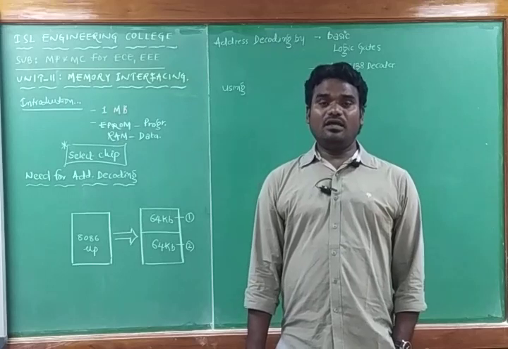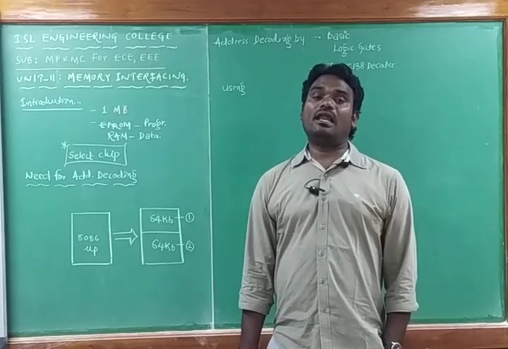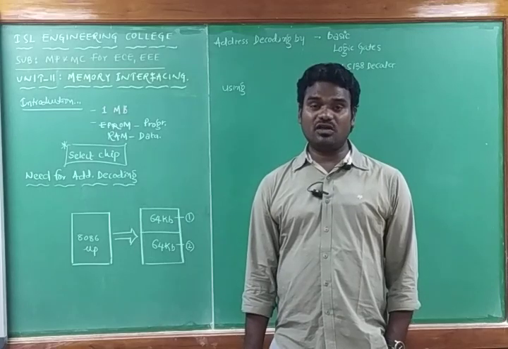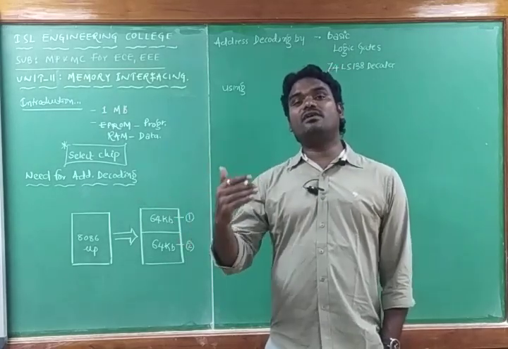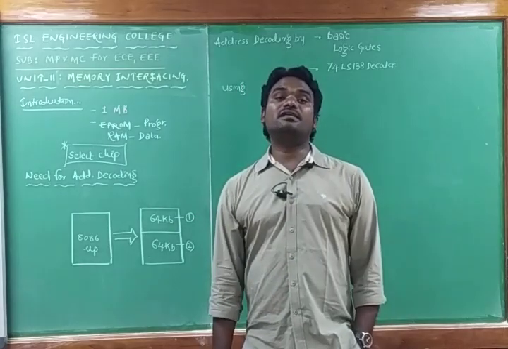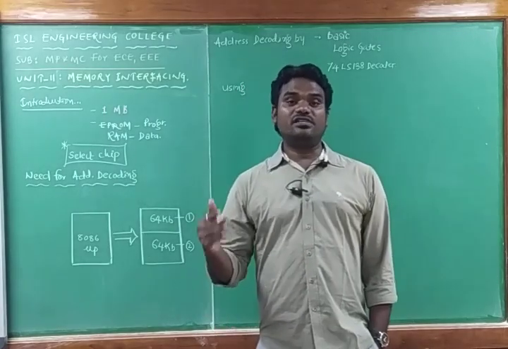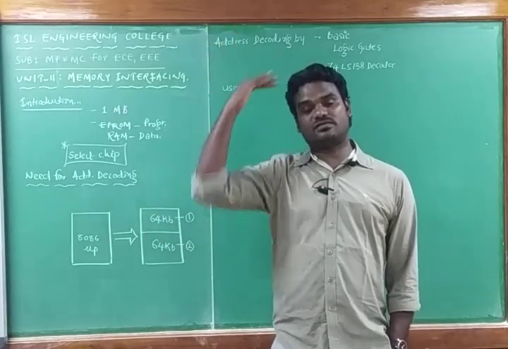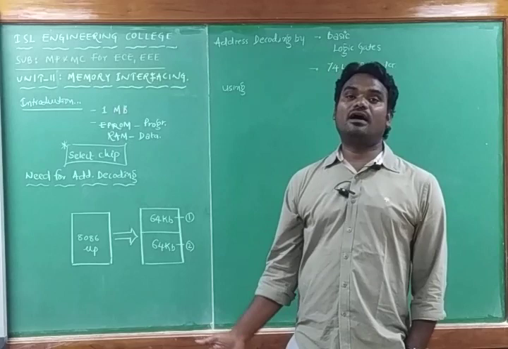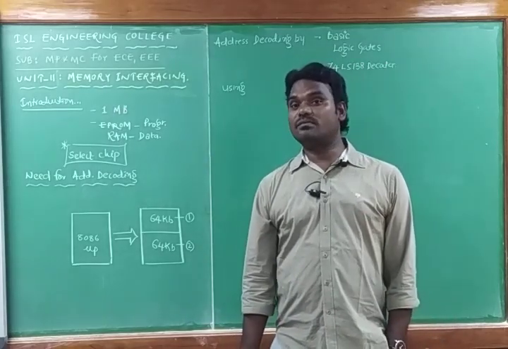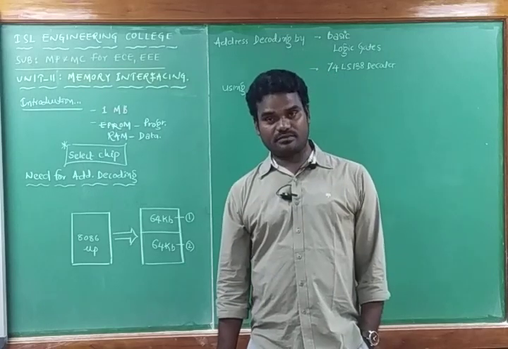That means we have around 10,48,576 memory locations. Each location has one specific address. The starting address is 00000, five zeros, up to five Fs. With that, 1 megabyte of memory address locations can be defined.